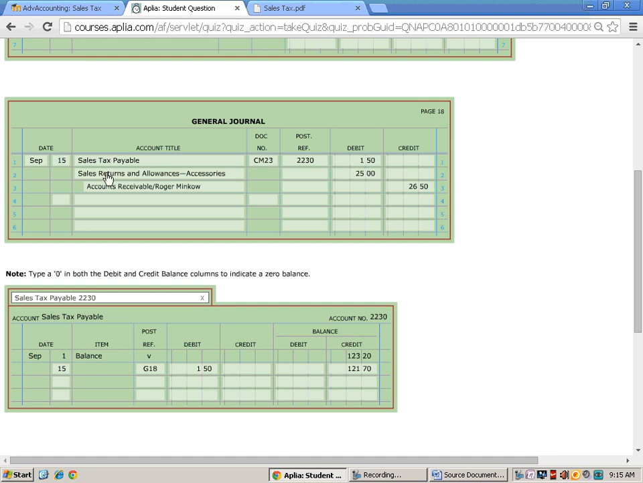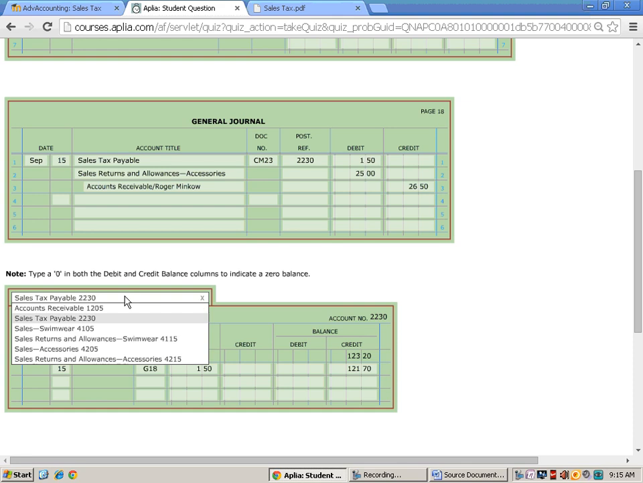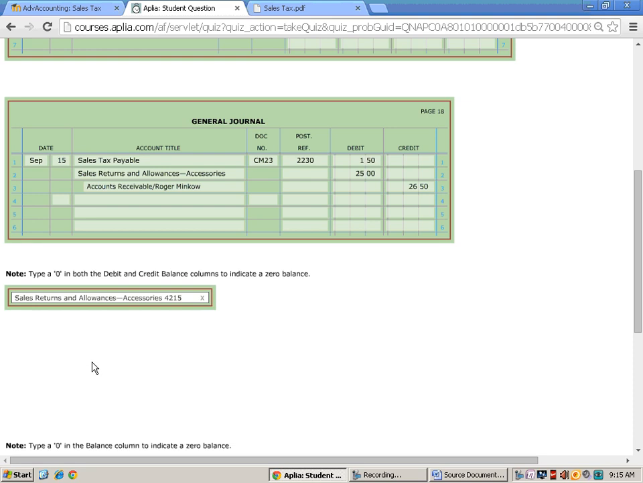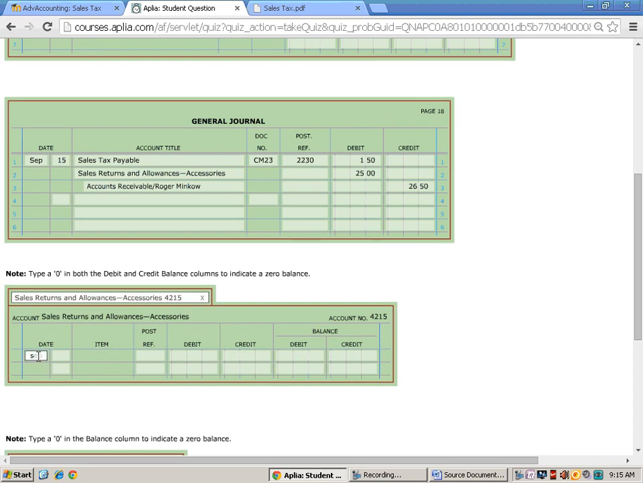All right, then we go to sales returns and allowances, accessories, because remember we have built different departments to know how each is doing on their own. So sales returns and allowances, accessories. Our date is September 15th. Post reference is G18. And it's a debit of $25. There is no balance, so he currently has returned $25 worth of merchandise. Put our post reference number, 4215.